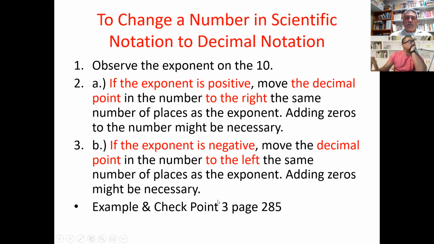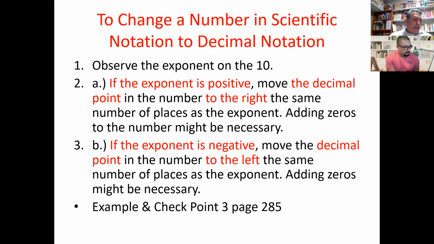I say it, then we will go and do the example on page 285. If the exponent is positive and you want to change scientific notation to decimal notation, move the decimal point in the number to the right, the same number of places as the exponent. If the exponent is negative, move the decimal point in the number to the left, the same number of places as the exponent. Now, I know it doesn't make a whole lot of sense unless you see it.